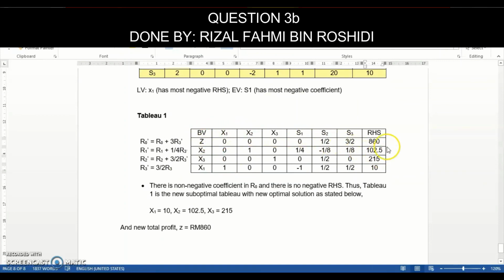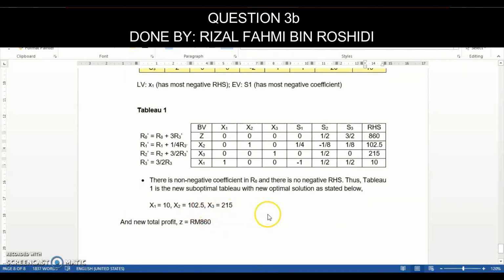Then we undergo ERO, and this is the updated table, Table 1, after the ERO process. We see that this is the optimal table because there are no negative coefficients in row 0 and there is no negative right hand side. Thus, Table 1 is the new optimal table with a new optimal solution as stated below: S1 is 10, S2 is 102.5 and S3 is 215. From here we get the new total profit, which is the new value of Z, 860 ringgit.